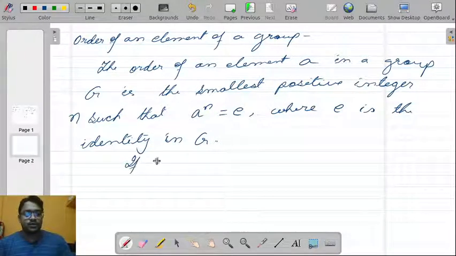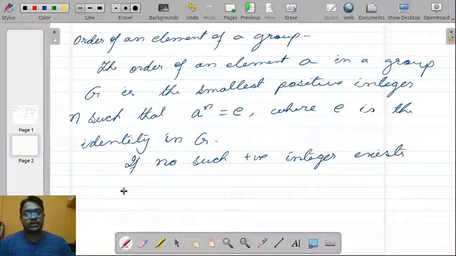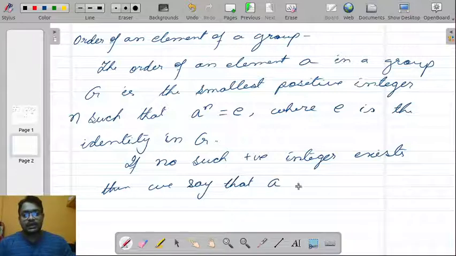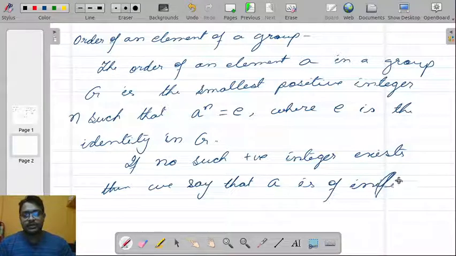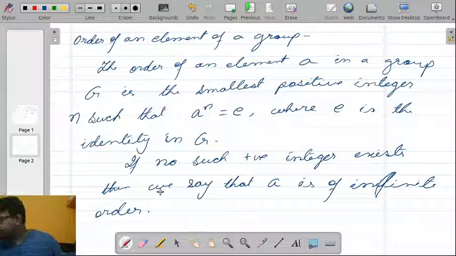If no such positive integer exists, then we say that a is of infinite order. So the order of an element is denoted by mod a.